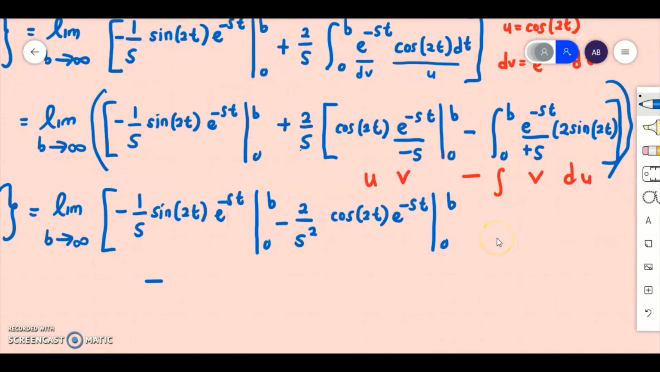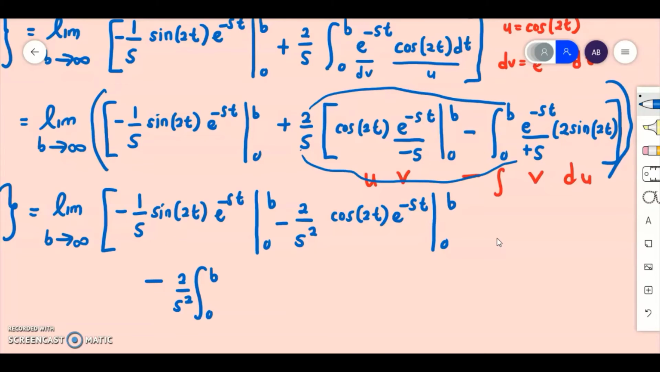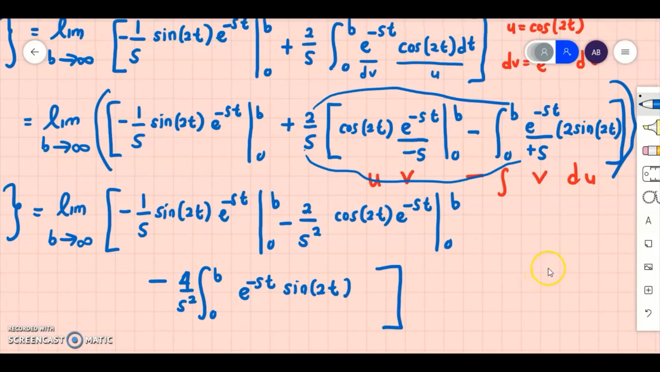Okay, let's look at this one. I have to integrate 0 to b. Take out the s, but this 2 applies for this whole bracket, right? So 2 over s squared. Are you with me? So this is for this thing. This is multiplied with this. So I have 2 over s squared, exponent negative st. 2 multiplied with 2, actually we have 4, sine 2t, and the limit b approach infinity. So this is what we got.